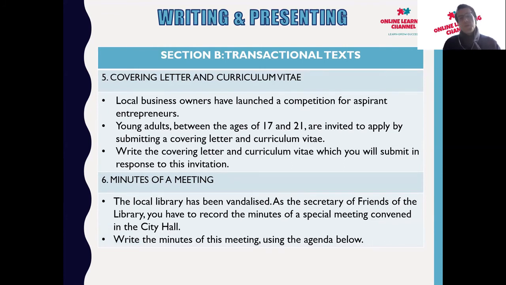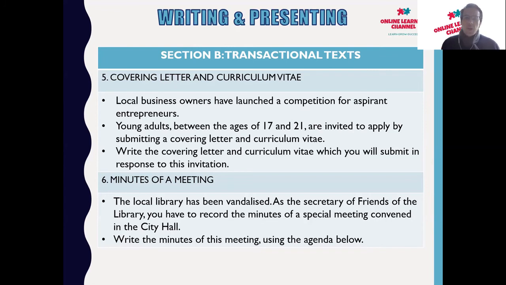So when it comes to a covering letter and a curriculum vitae or a CV, local business owners have launched a competition for an aspirant entrepreneur or aspirant entrepreneurs. Young adults between the ages of 17 and 21 are invited to apply by submitting a covering letter and curriculum vitae. So write the covering letter and curriculum vitae, which you will then submit in response to this invitation. Okay, so pretty straightforward in terms of what's taking place here. A competition has been launched and applicants are now being given a so-called broadcast message, if you will, that is inviting them to apply for this particular entrepreneurial venture.